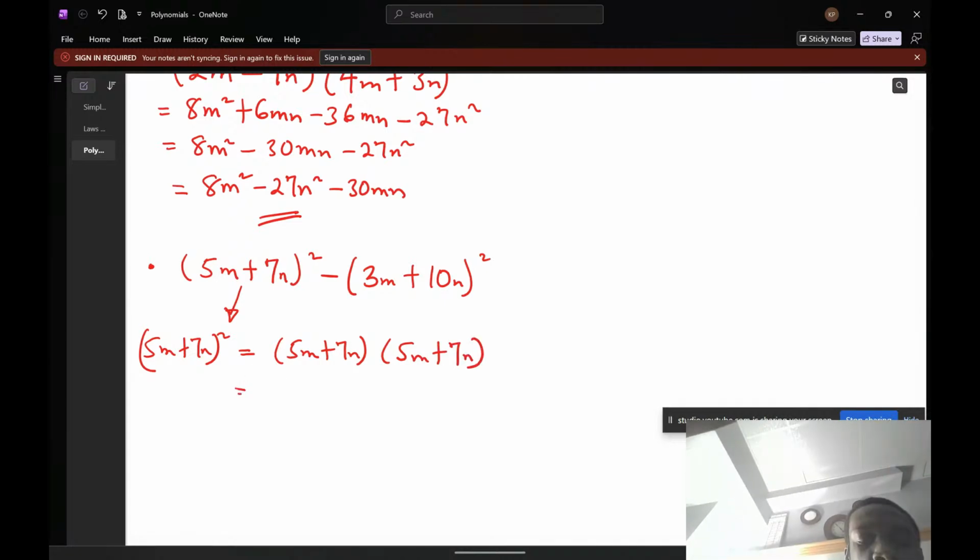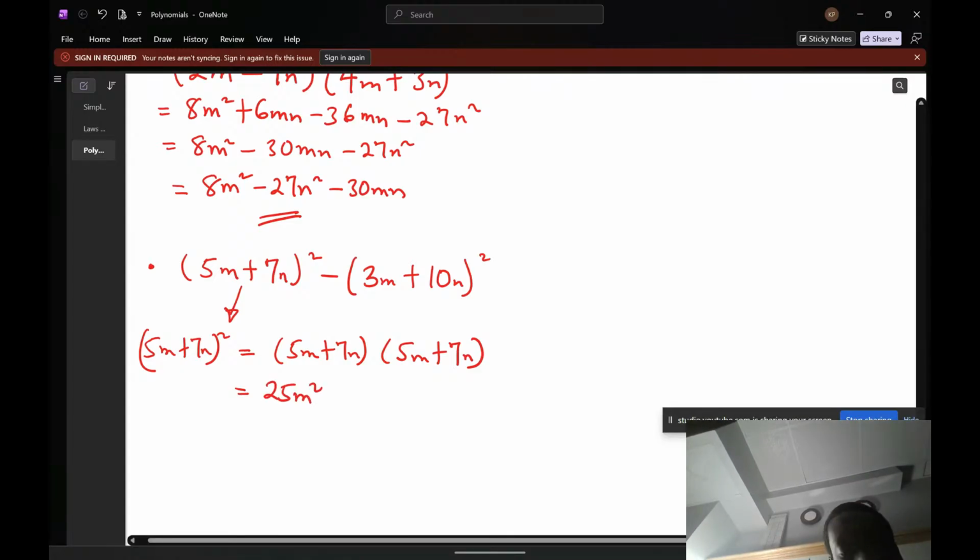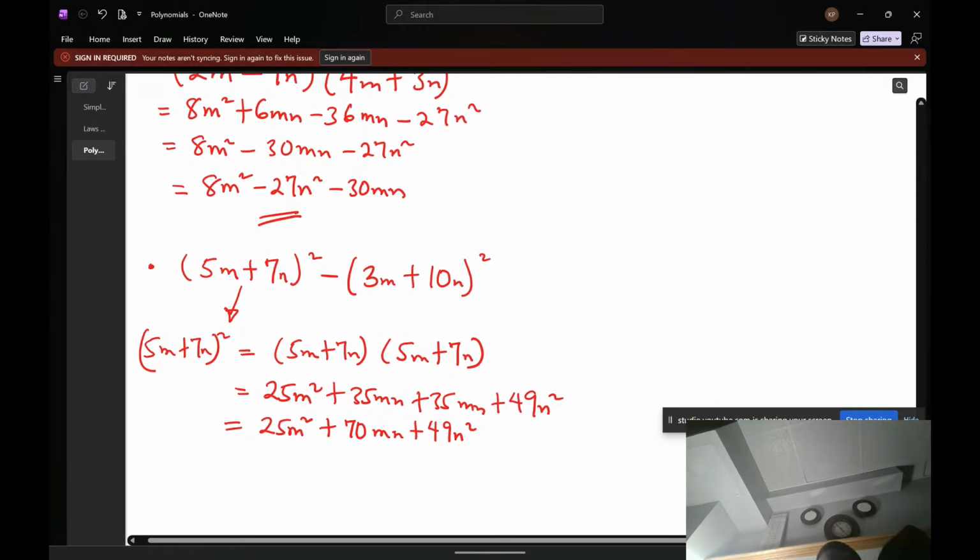Okay. So 5m times 5m will give us 25m squared. 5m times 7n will give us plus 35mn. 7n times 5m will give us plus 35mn. 7n times 7n will give us plus 49n squared. So we have 25m squared. 35 plus 35 is 70. So that's plus 70mn plus 49n squared. Okay, so that's for the first part.